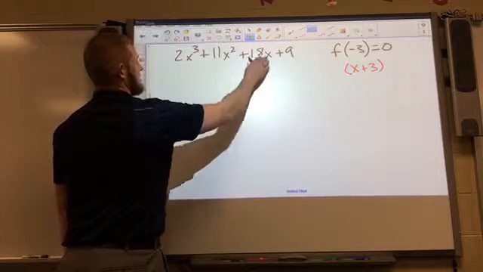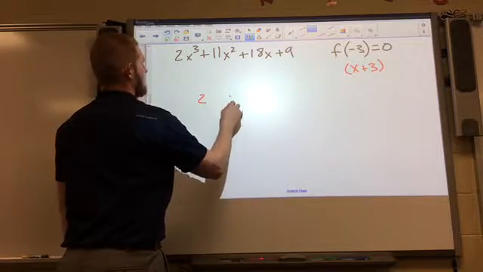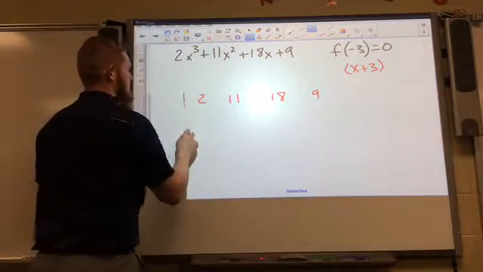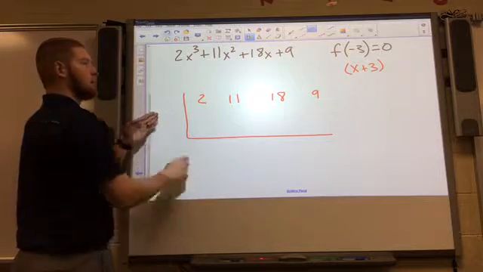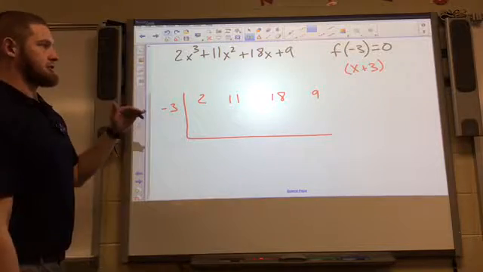So I'm going to take this and set it up as synthetic division. 2, 11, 18, 9. And then what goes on the outside? Negative 3.